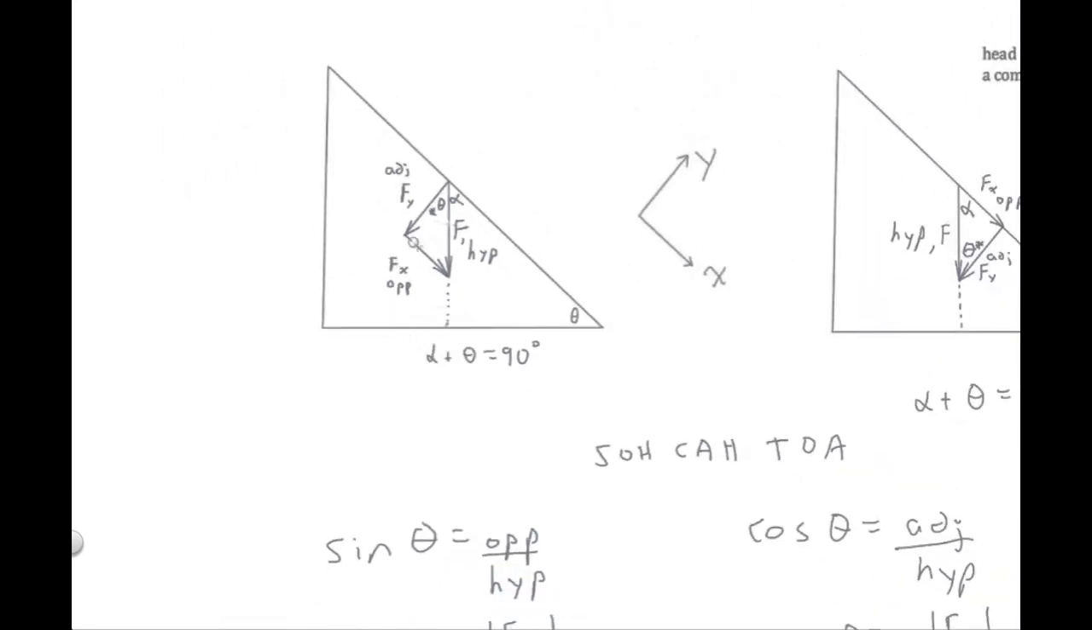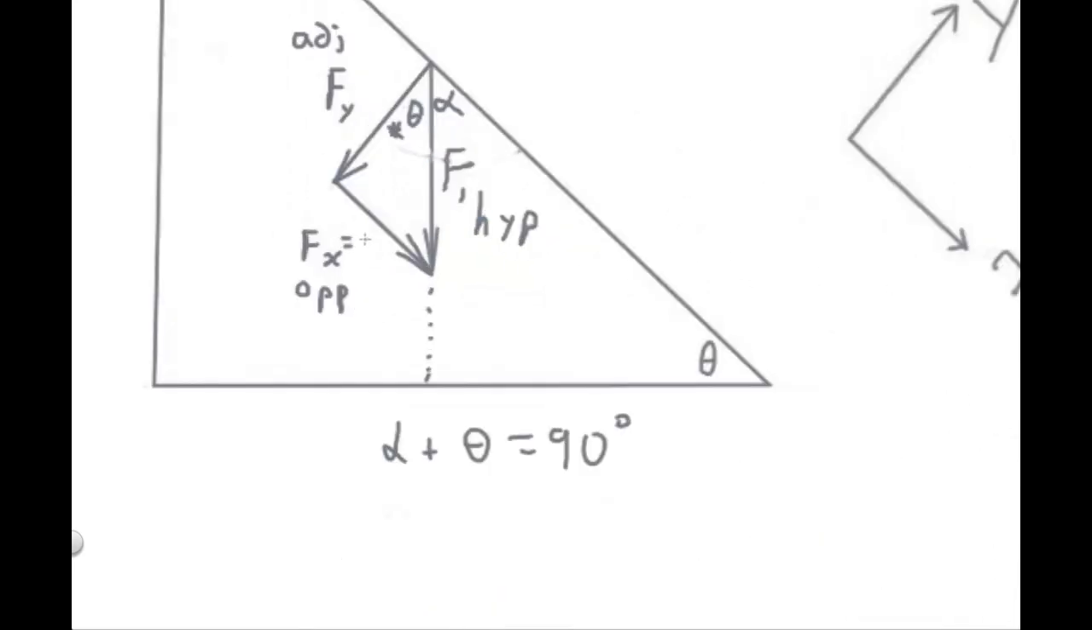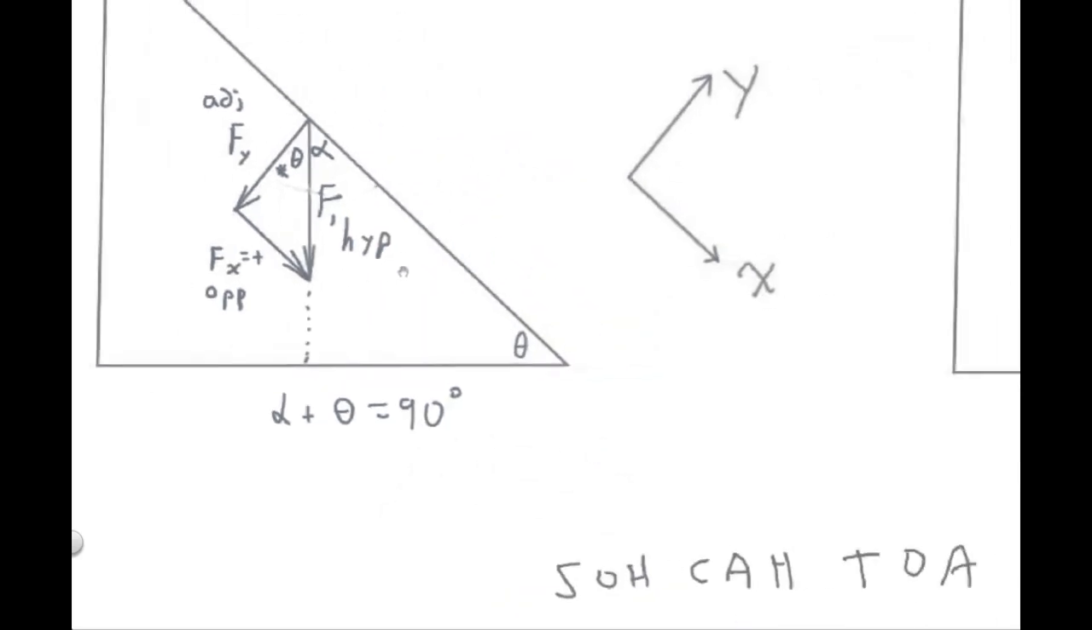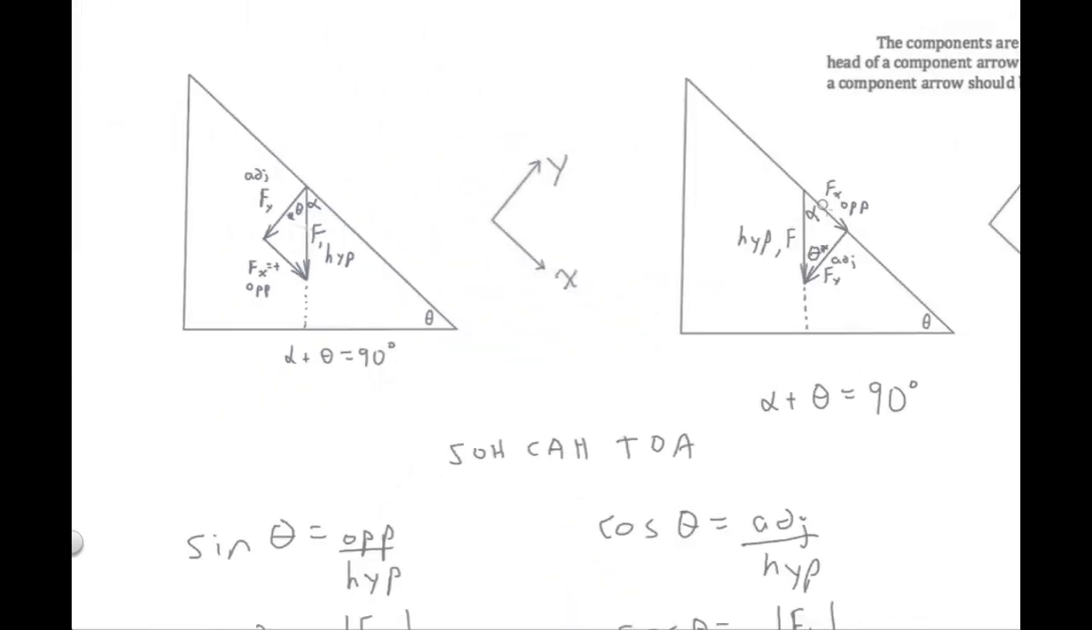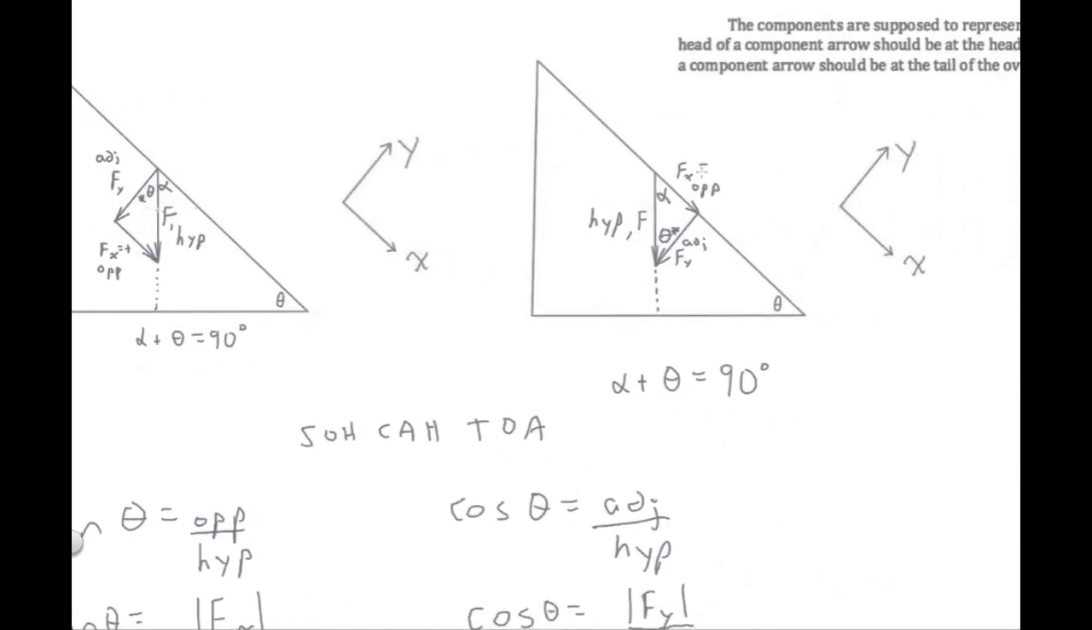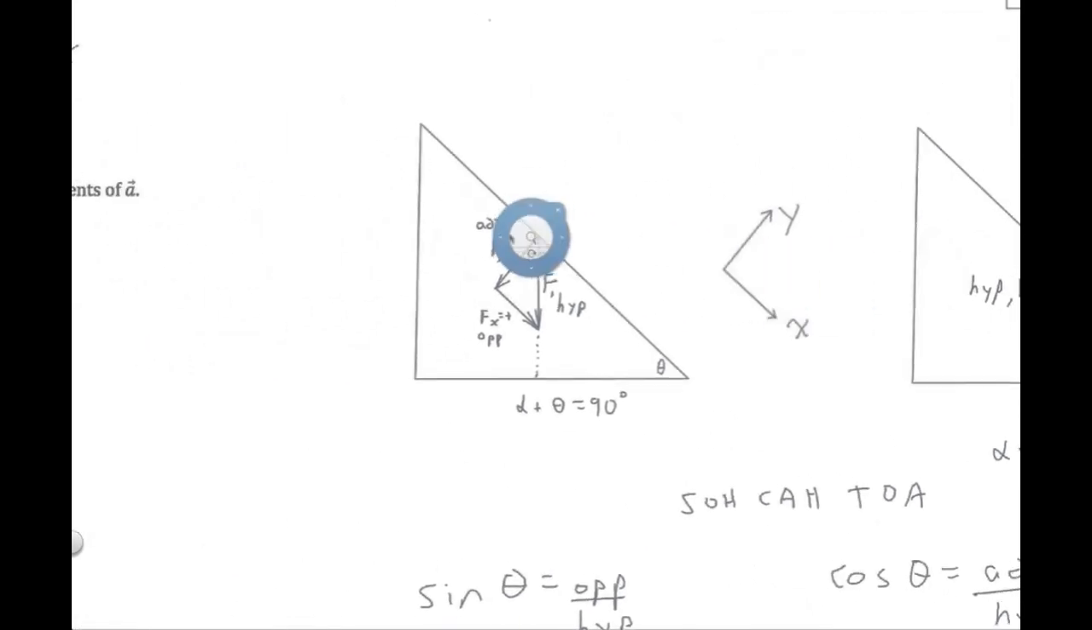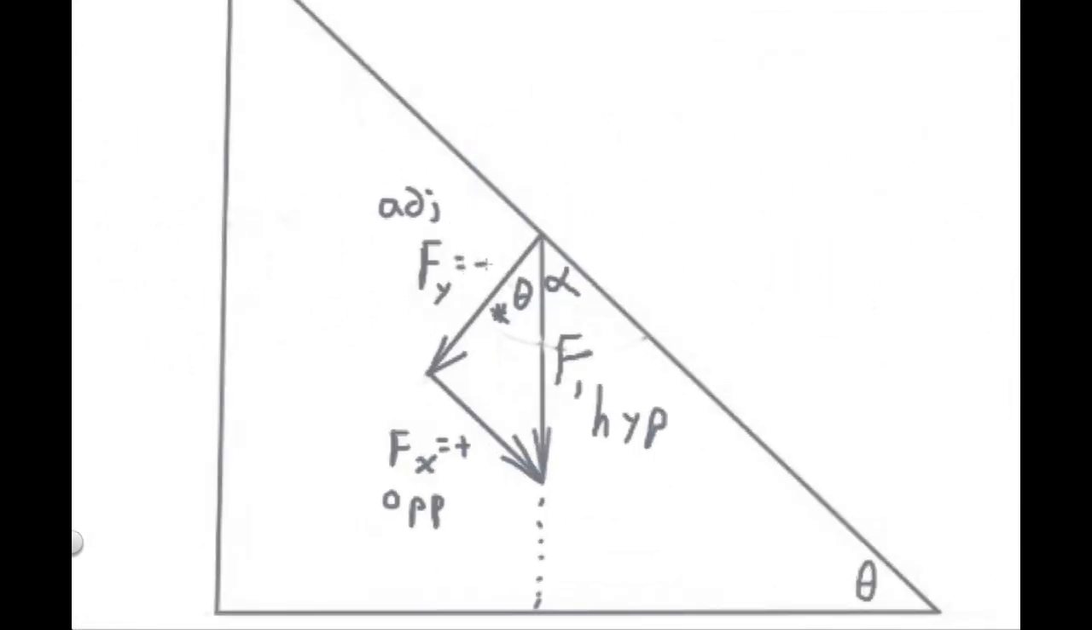While f sub x here is pointing in our positive x direction, f sub x will be positive. And that's true in both of our pictures. So we'll use a plus sign to show that that will be positive. And f sub y here, well, f sub y is pointing in our negative y direction. You see how this vector is anti-parallel to the y-axis. So f sub y is going to be negative. So I'll go ahead and put that in.